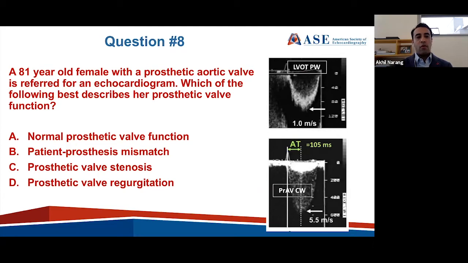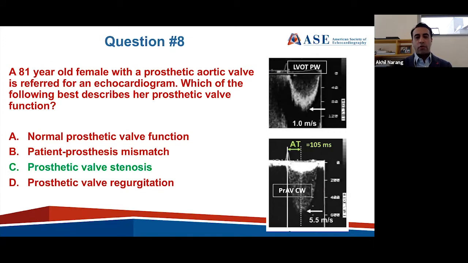Answer choice A, normal prosthetic valve function. Answer choice B, patient prosthesis mismatch. Answer choice C, prosthetic valve stenosis. Answer choice D, prosthetic valvular regurgitation. So the correct answer choice is C.